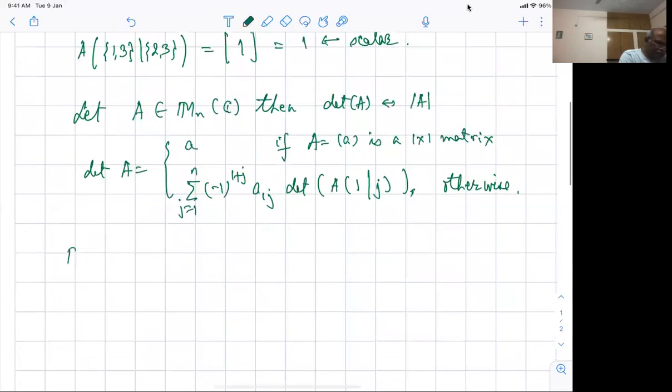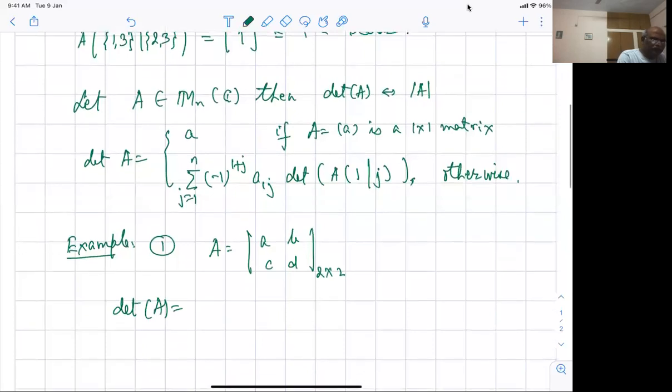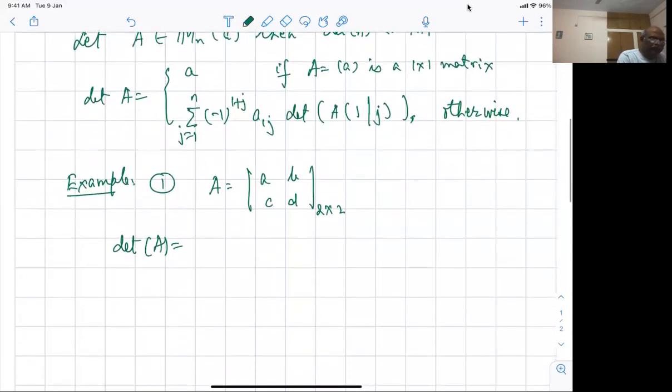Example 1. Suppose I write A as a, b, c, d, a 2 cross 2 matrix. I want to compute the determinant of A. It is a 2 cross 2 matrix, so I cannot just write it down directly. I have to look at it from this point of view. So minus 1 to the power 1 plus 1, a11, and so on. I'm writing it as a11, a12, a21, a22. That is the notation that we had.